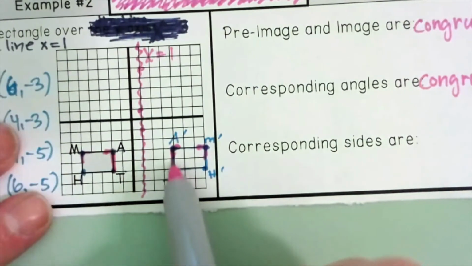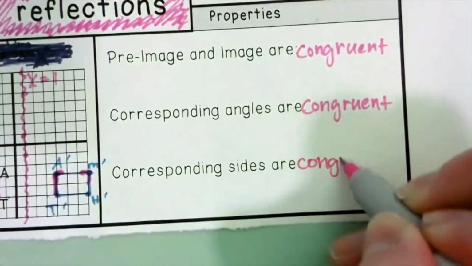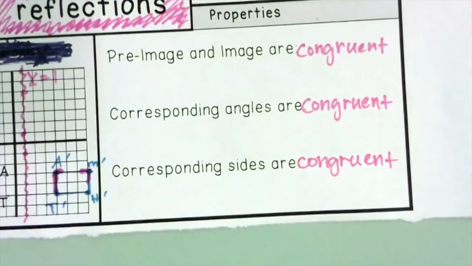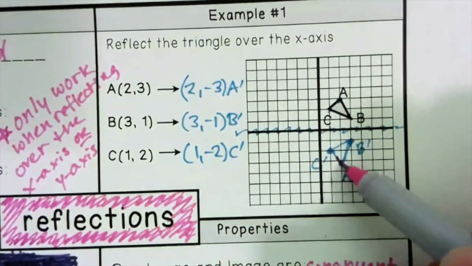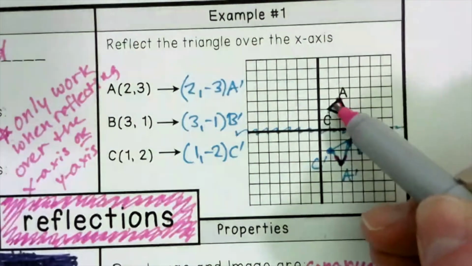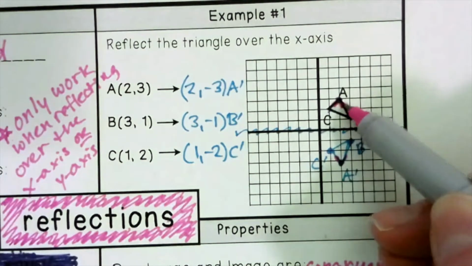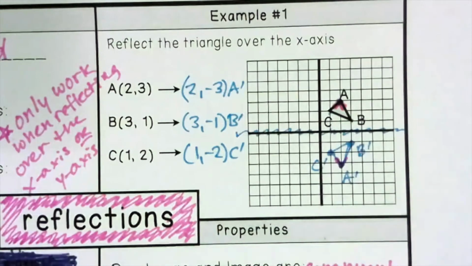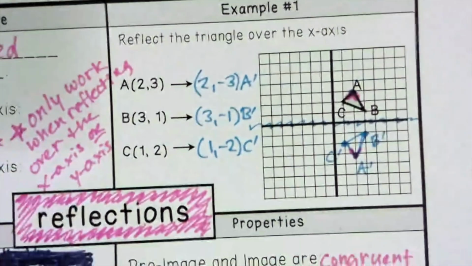Corresponding sides. Our side AT would correspond with A prime T prime, so they are also congruent. And we know that because if we look here, this angle A is corresponding with this angle A, and they are still congruent. Remember, if it doesn't change the shape, things are congruent. And that's it.